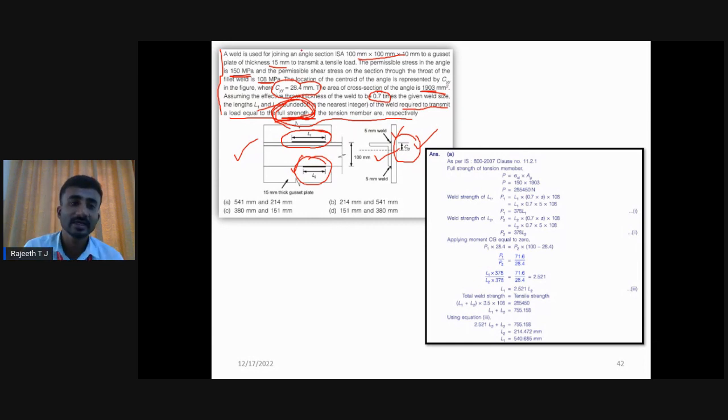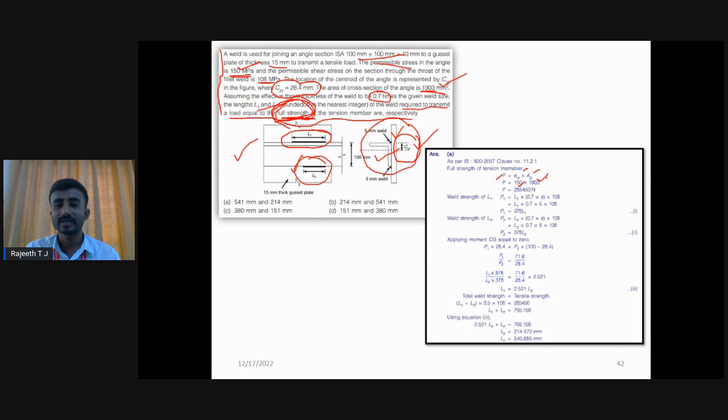Whether the area is given in the member, yes, the area of the member is given as 1903 millimeter square. Whether the stress is given, yes, 150 is the permissible stress in the angle. So now I will calculate the force acting in the member by using the formula load equals stress into area. So what is load? That is the question mark. We should calculate the full strength of the member.